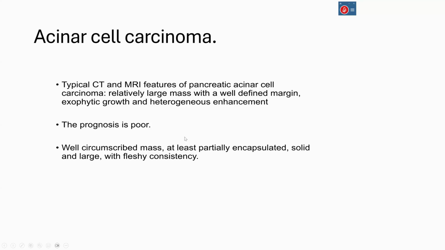Prognosis is slightly poorer as compared to a common ductal adenocarcinoma of pancreas. Acinar cell carcinoma behaves more aggressively. Sometimes it's purely a solid tumor and you can have a cystic component in it as well.